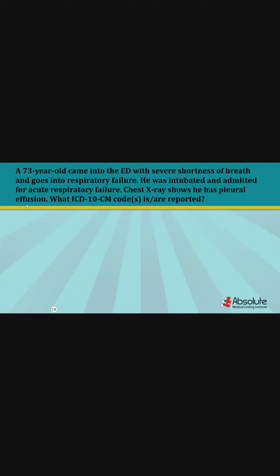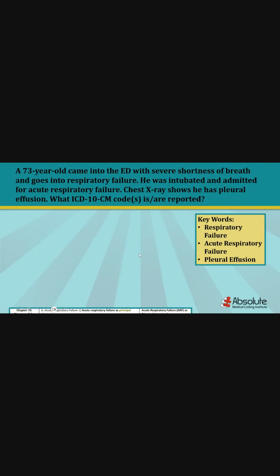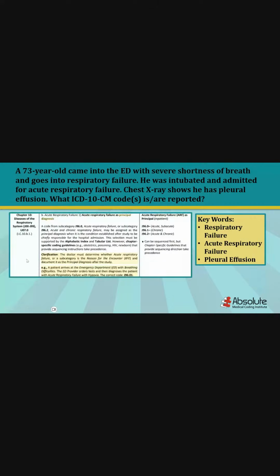Let's move on. So, of course, this is the scenario we were just going over. The keywords we're taking out of here are respiratory failure, specifically acute respiratory failure, and the pleural effusion. So this is going to be the guideline we're going to be referencing, IC10B1, acute respiratory failure as principal diagnosis. So it shows right here on the right what code should be used when acute respiratory failure is reported as the principal, and that's what we're going to be using as a principal diagnosis.